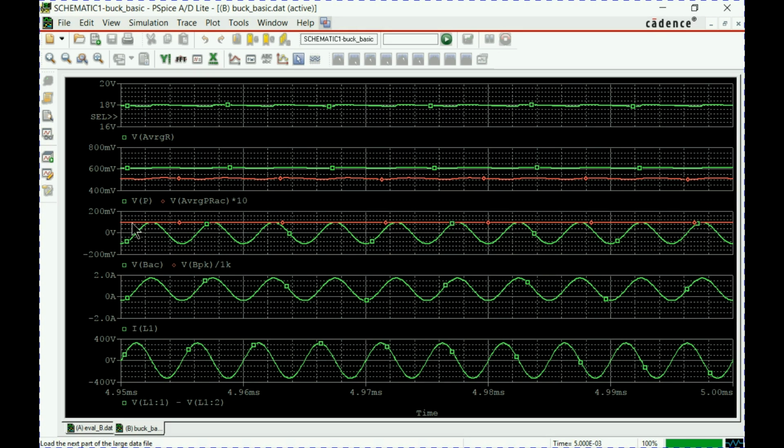Now, the red one here is the peak value. This is just the peak value after the diode. And here we see the green one is the core loss, the 60 milliwatts. The red one is multiplied by 10 because it's a small value, and so we wouldn't see it in its original value, so it's multiplied so we can see it.